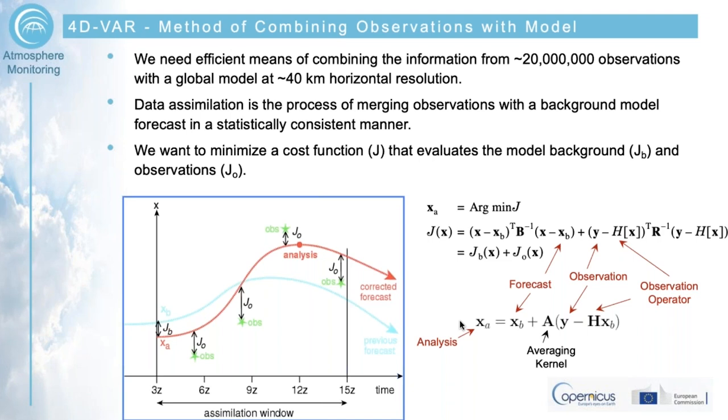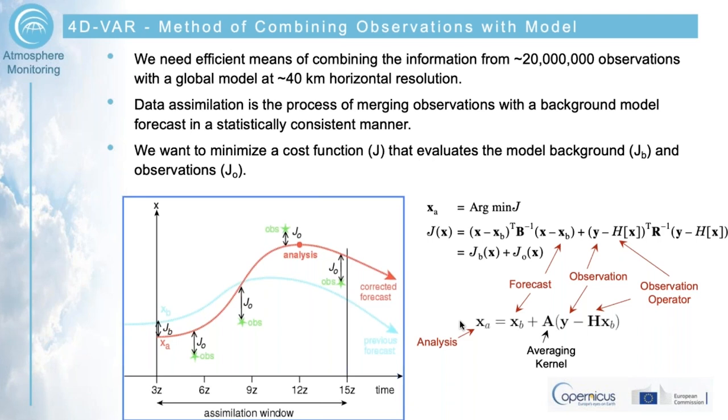But what the graphic on the left is showing is a visual representation of how data assimilation works. So we have our previous forecast, which is shown by this light blue arrow on the graph. And then we have these observations that come in at various points, which are shown by a green star. And we can see there's some deviation of what is observed to what our previous forecast thought the atmospheric state would be. So we go through this process of minimizing this cost function to determine our analysis.